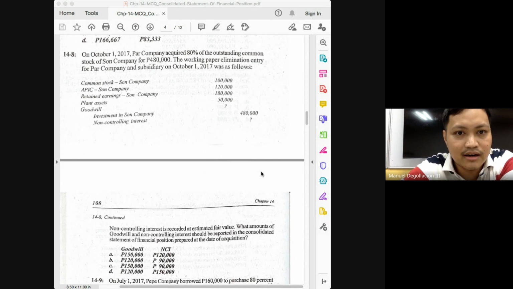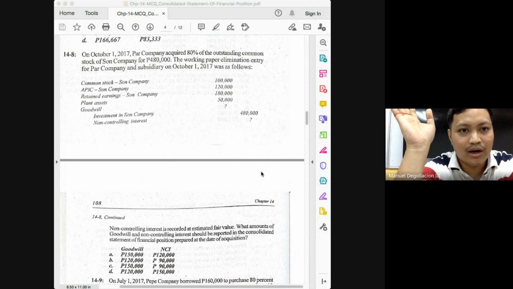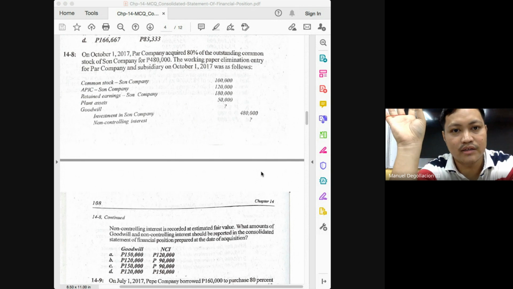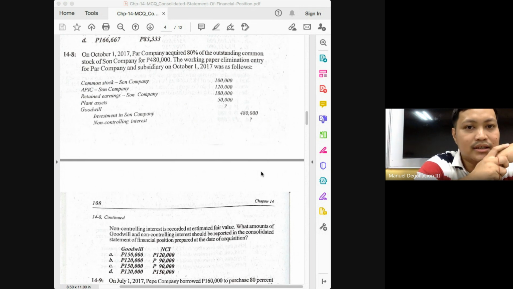So basically here, this is the eliminating entry, class. In preparing your consolidated financial statements, you use the balances from the parent and the balances from the subsidiary. You put them in the same worksheet. You eliminate those accounts to be eliminated, and you should come up with your consolidated balances.